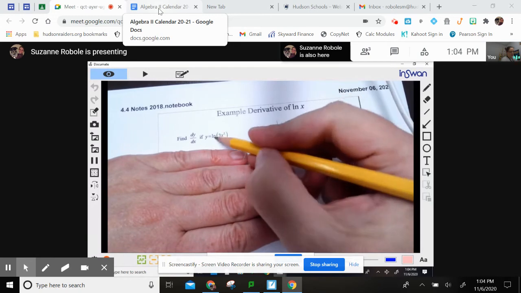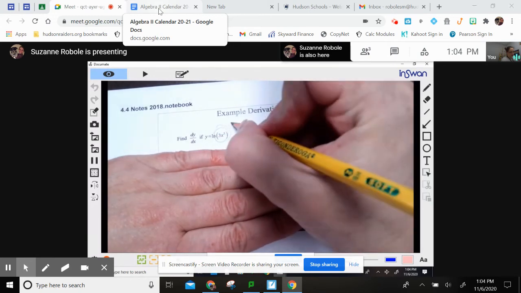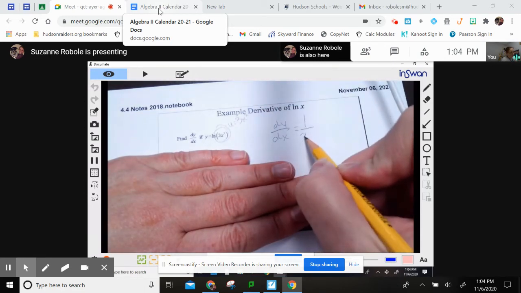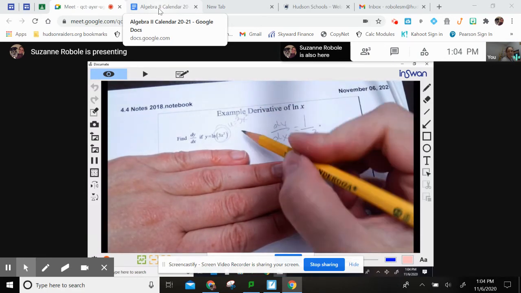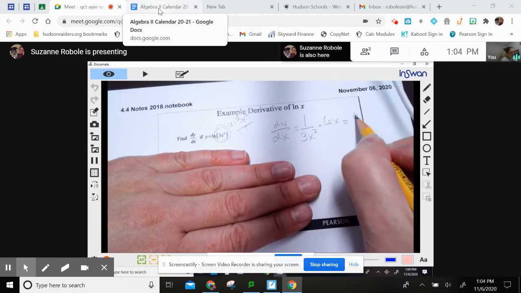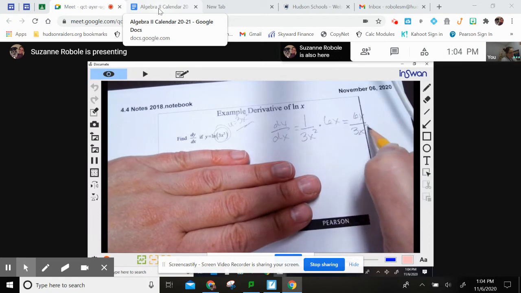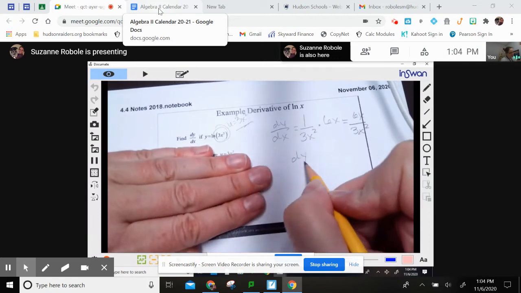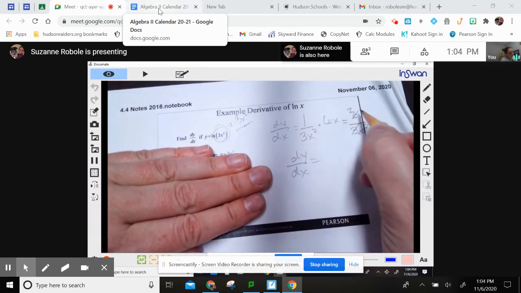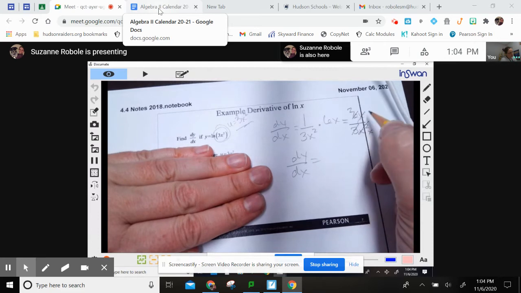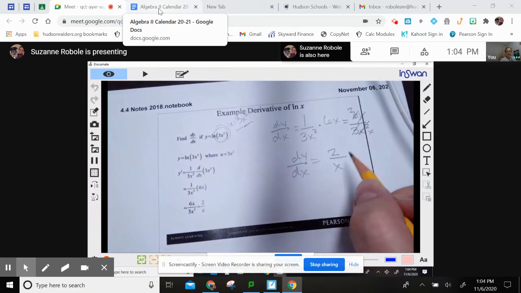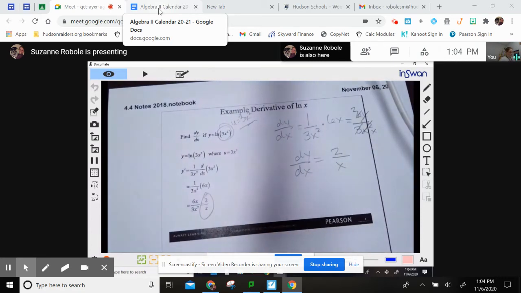First thing I want to do, it's going to be 1 over my u value, and we're making u equal to 3x squared. So 1 over u times the derivative of u. So my derivative is 6x. If I rewrite it, I get 6 over 3x squared. This can be reduced. And 3, 2, one of the x's is gone. So I end up with 2 over x. And you can see that that is what the book's answer got as well.